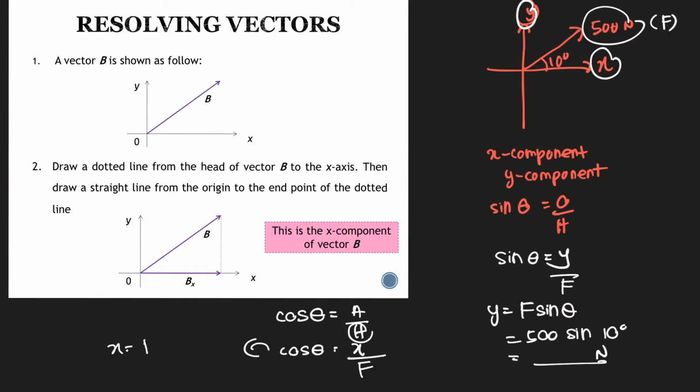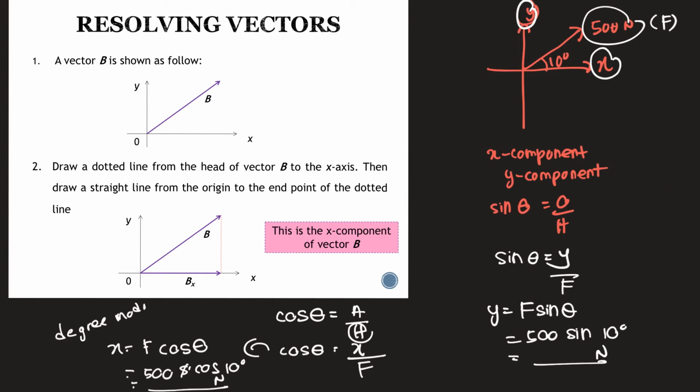S equals F cos theta, which means that when I put the numbers there, it's going to be 500 cos 10 degrees. Then you put it inside the calculator. Make sure your calculator is in degree mode. So that's how you resolve. Resolve means you separate that into two components, which are the x component and the y component.